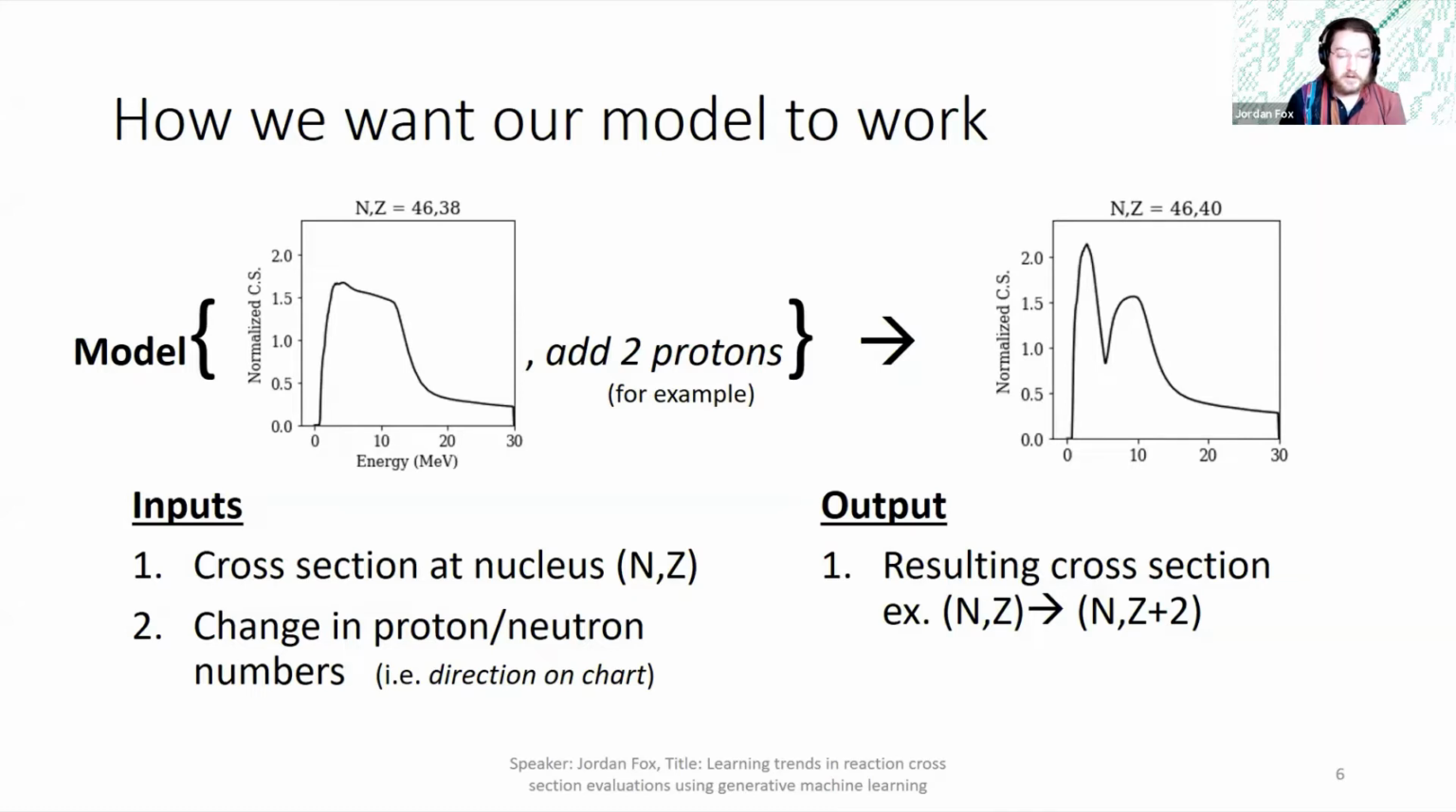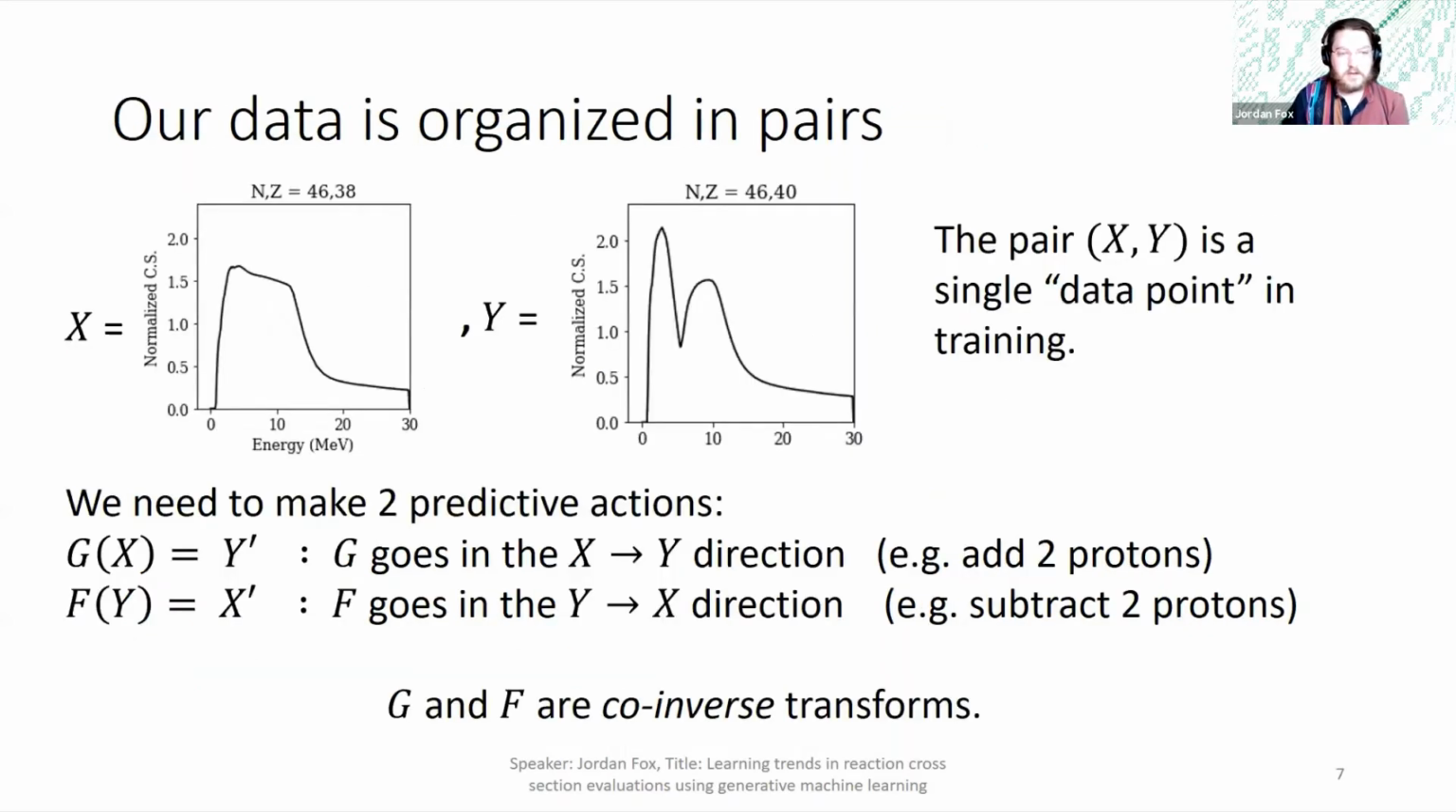We want a model that will take these 2 inputs and output a cross-section at the desired nucleus. So the resulting cross-section, in this case, is going from N, Z to N, Z plus 2. Our data is organized into pairs, and this is going to be important later.